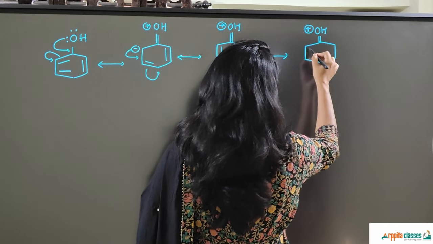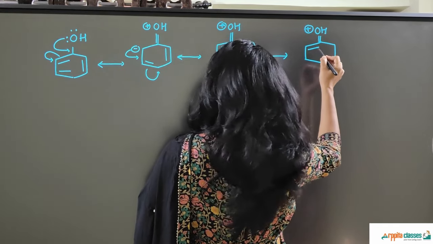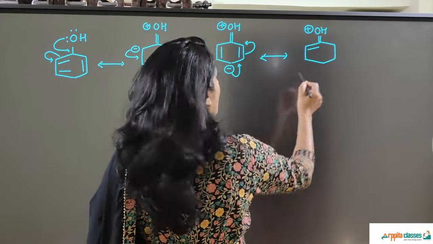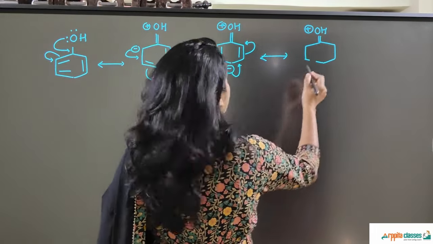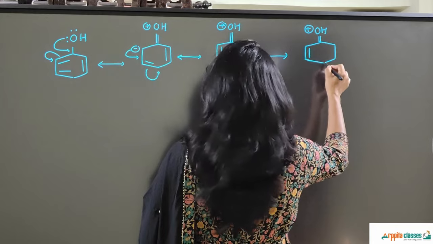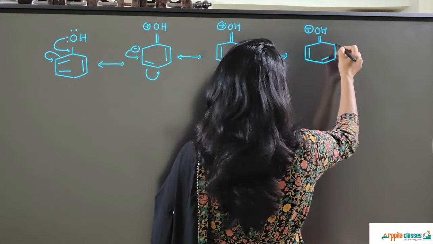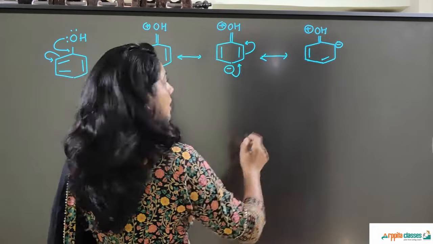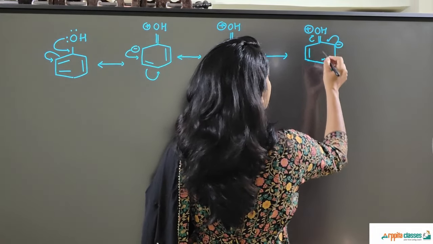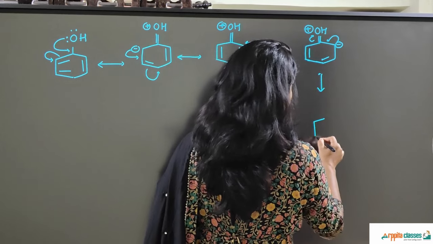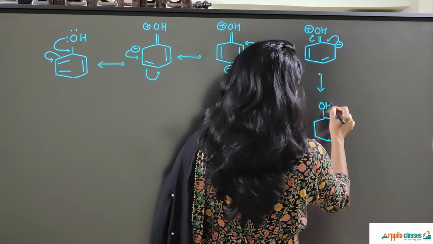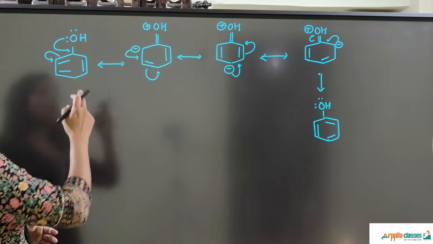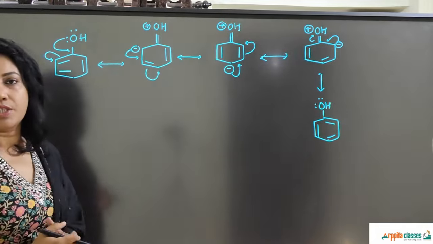OH plus, double bond. Here there is a double bond, and this is the negative charge. Now this will fall here, and this bond will again be broken. So the last resonating structure we get is this one. Oxygen gets back its lone pair, and this is the final structure. So we are saying that there are 1, 2, 3, 4, 5 resonating structures possible.